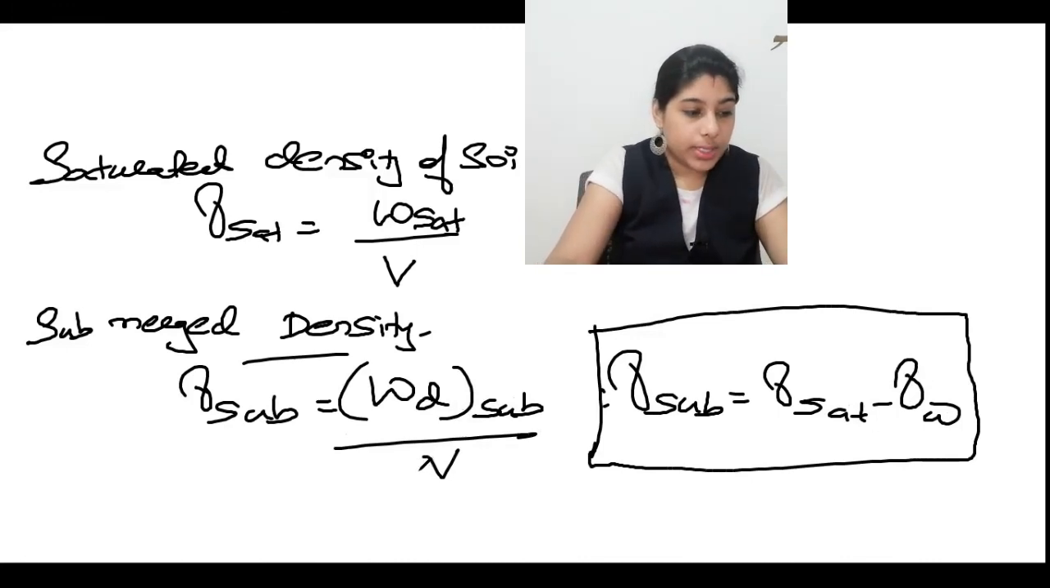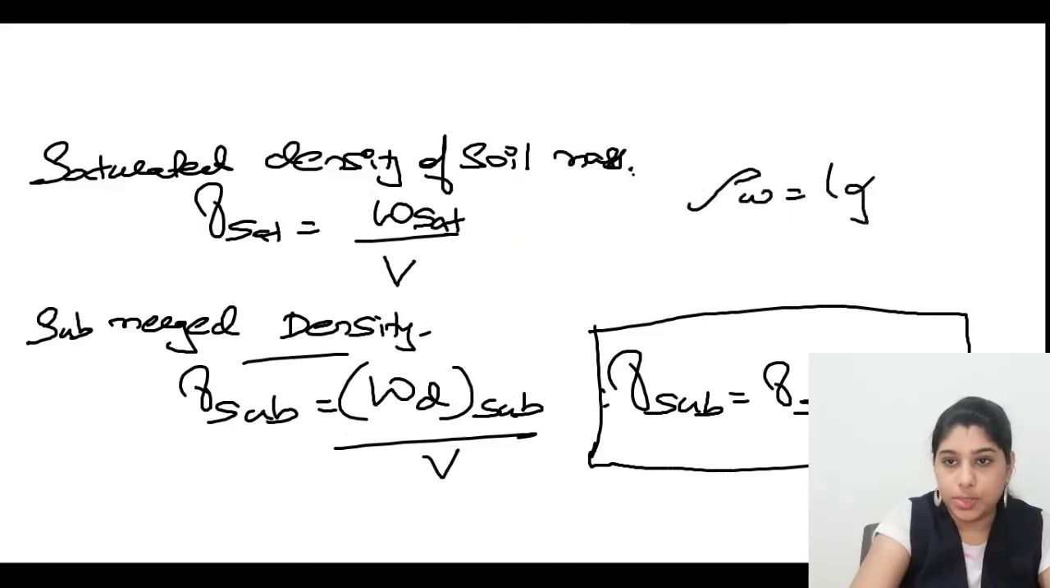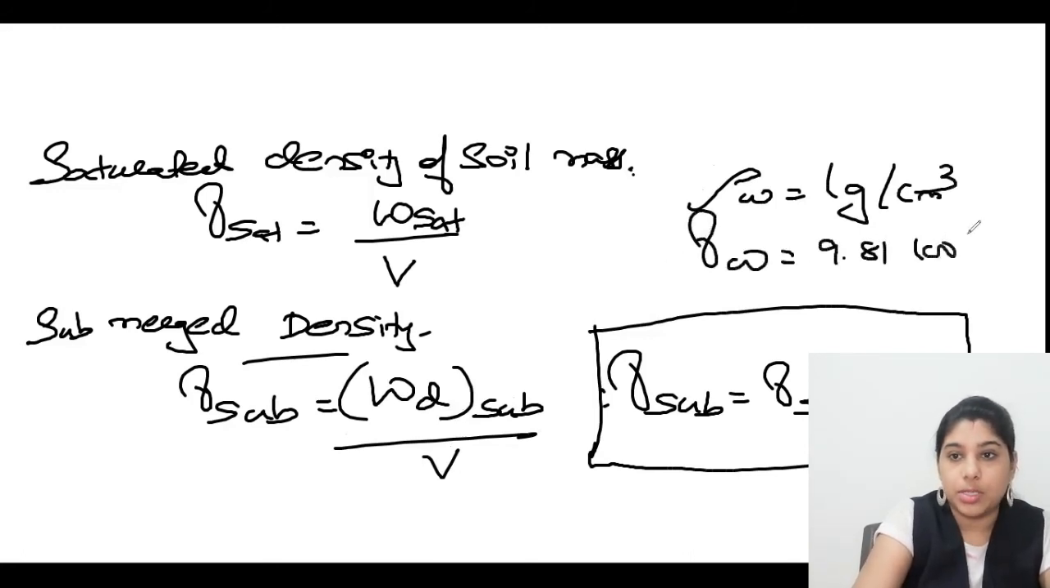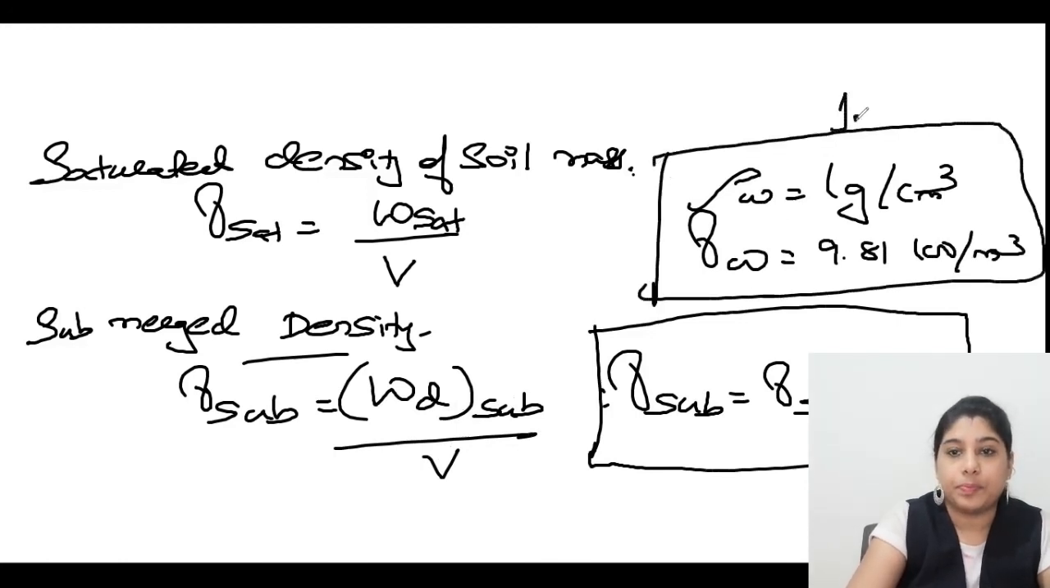And every time you have to understand, rho W value will be 1 gram per cubic centimeter, and gamma W value will be 9.81 kilonewton per meter cube. This is very, very important in terms of calculations.